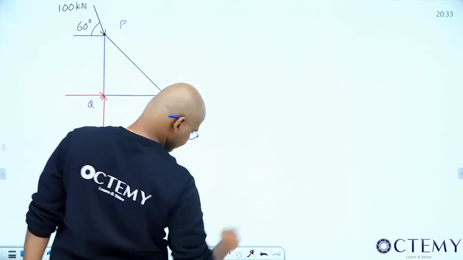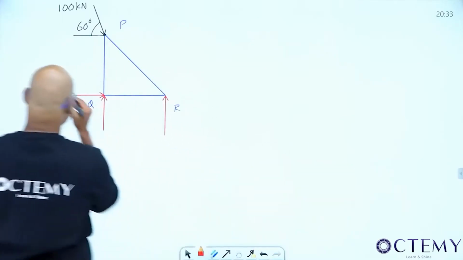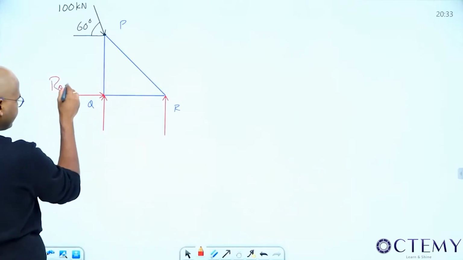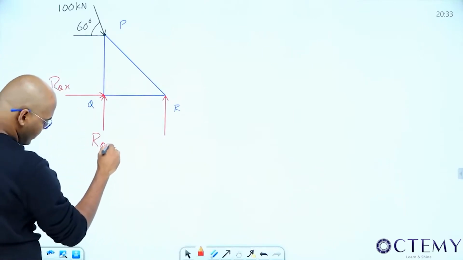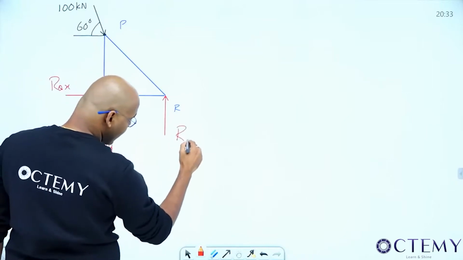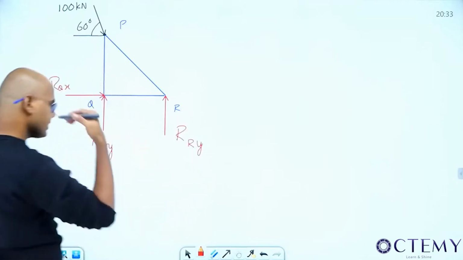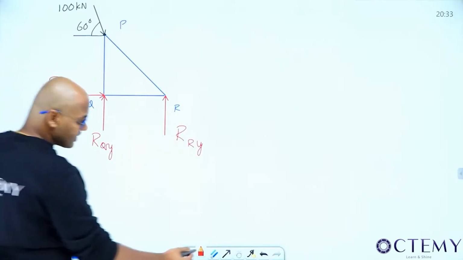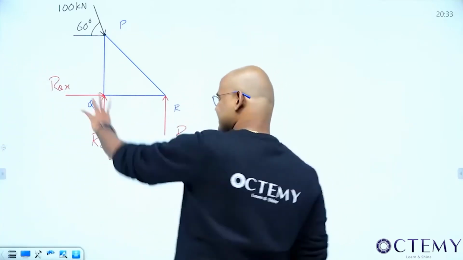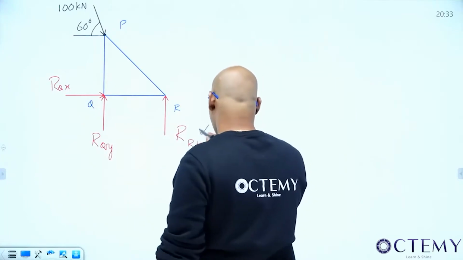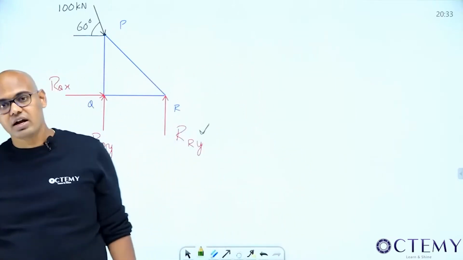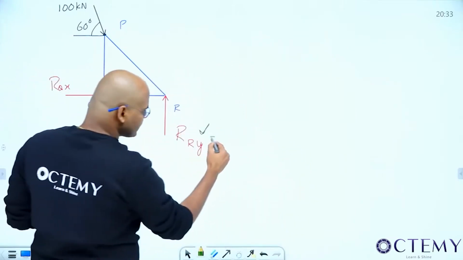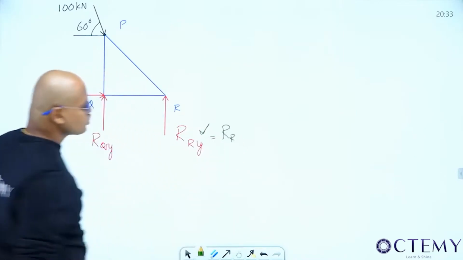Listen here. RQX, RQY. This is R, RY. There is nothing in X, so it is complete R. Now, what is the support reaction I have to get? Which one is he asking? He is not asking RQX and RQY. He is asking RRY, that is RR. There is no X, so this is nothing but the total support reaction at R. So I want this RRY.